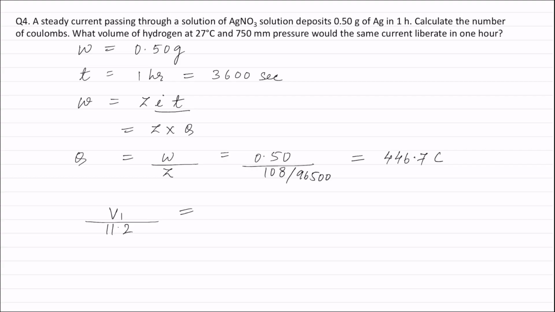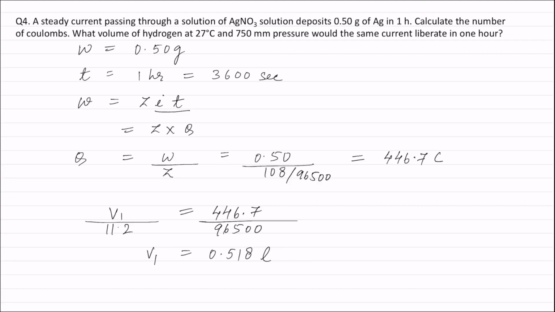Now Faradays of electricity passed will be equal to the charge in coulombs, that is 446.7, divided by the charge carried by 1 Faraday of electricity, that is 96500 coulombs. Solving this, the volume of hydrogen is equal to 0.518 liters. Now this is the volume of hydrogen liberated under normal temperature and pressure conditions.